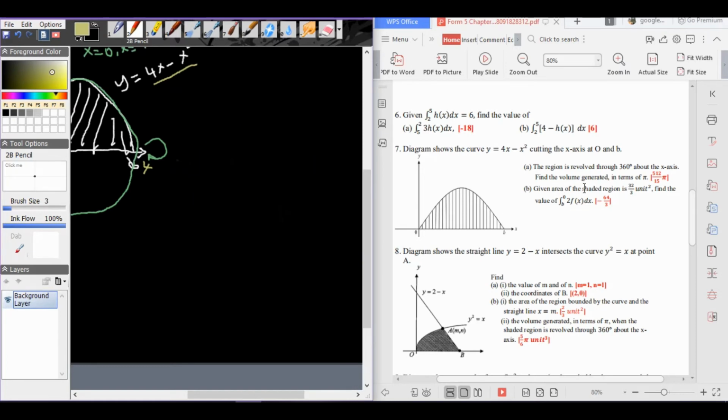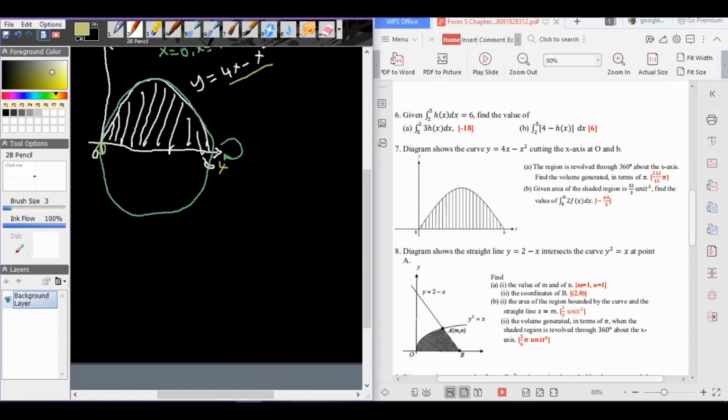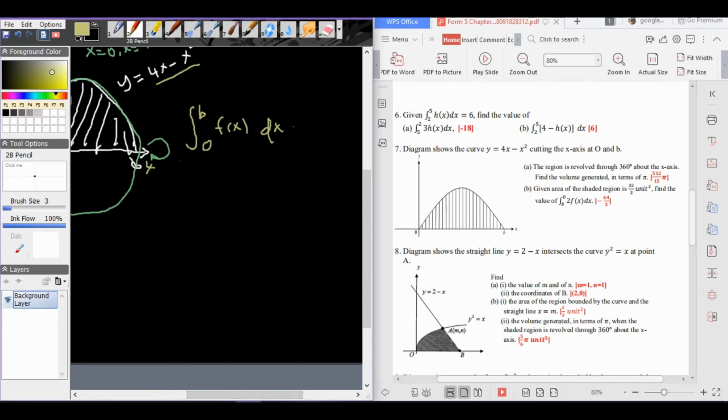B. Given the area of shaded region is 32 over 3 units squared, find the value of integrate b to 0, 2f(x) dx. How do we find the area of this shaded region? It will be integrate from 0 to b, or 0 to 4, but here using b, so I use b here. Okay, this is x-intercept, so dx. Y, or question here using f(x), so we can use f(x) also. So this is equal to 32 over 3. Okay, given from the question.